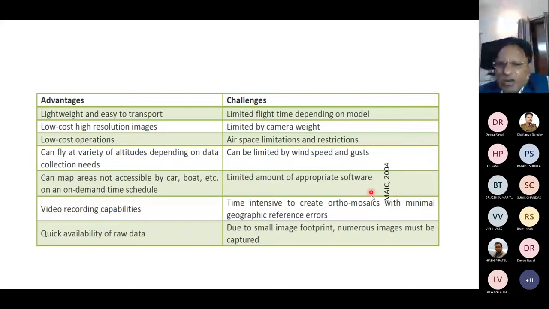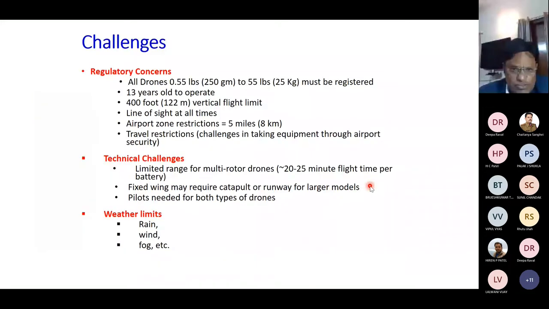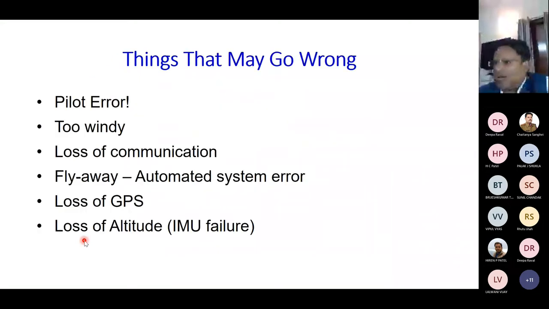Limited amounts of appropriate software are available. You have to buy the software in order to process the data. So I can divide these challenges into three categories: regulatory challenge, technical challenge, and weather. There are certain regulations that you cannot fly within a certain zone, you cannot fly at a certain height. There are technical challenges, in that you need a pilot who is well aware of flying the drone. If you are using fixed wing, you need a runway, and multi-rotor drones have limited flight time. Weather-related challenges are: if there's rain, heavy wind, heavy fog, don't use this. So there are certain things which might go wrong even after we have taken all the precautions.